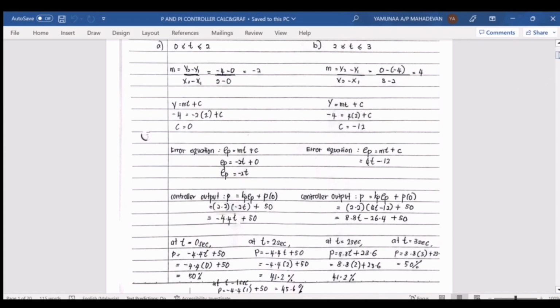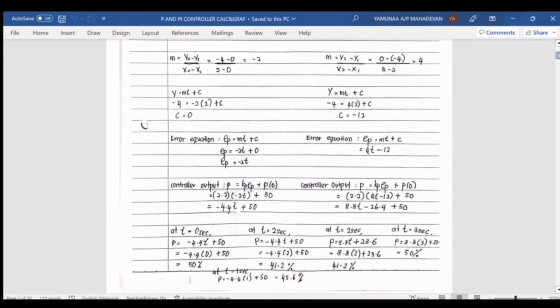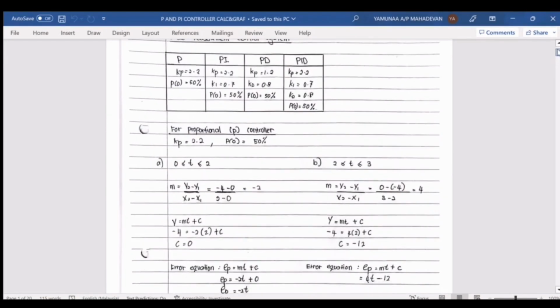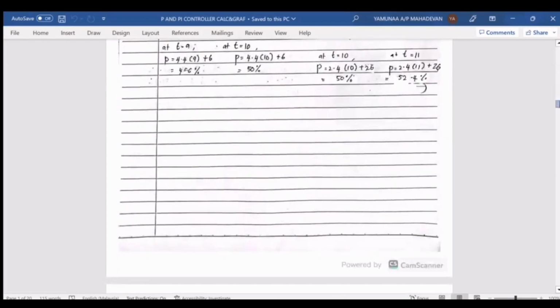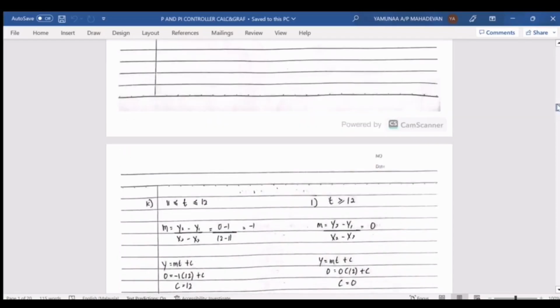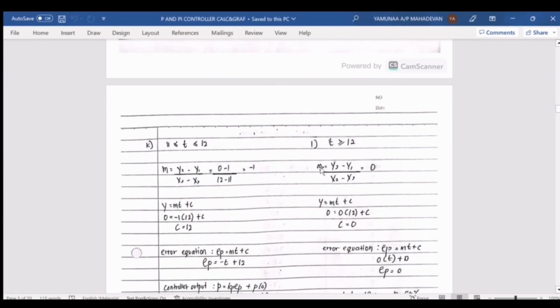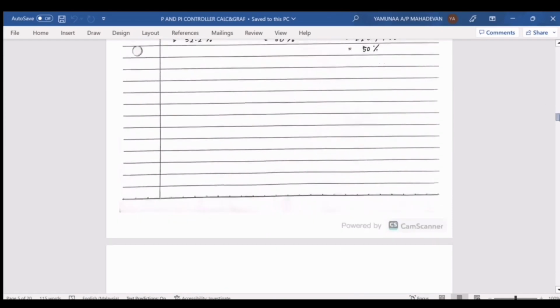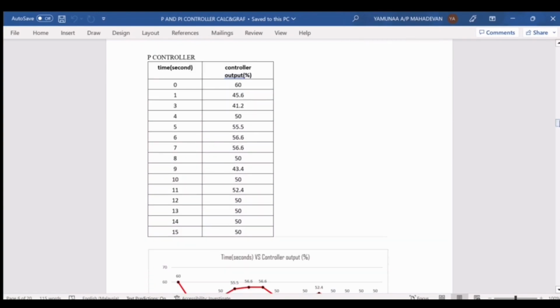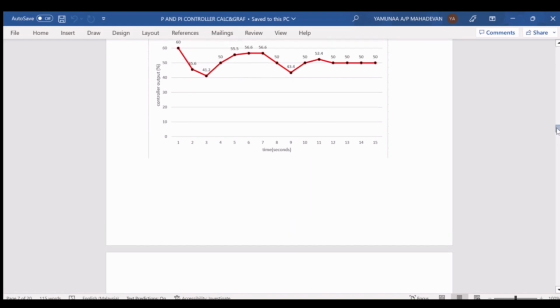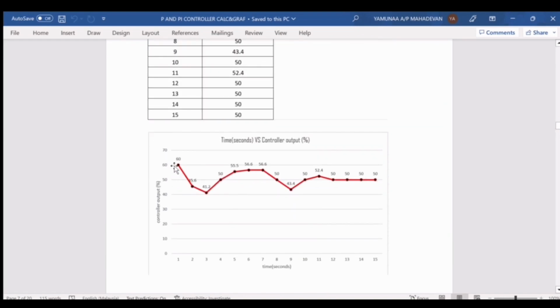We need to use these steps for all the calculations, from 0 to 12, the same steps as we used for the first one. And then these are the tables for the P controller, time versus controller output. I already did the graph as shown here, where the value is decreasing, increasing, decreasing, and at the end the value is constant.